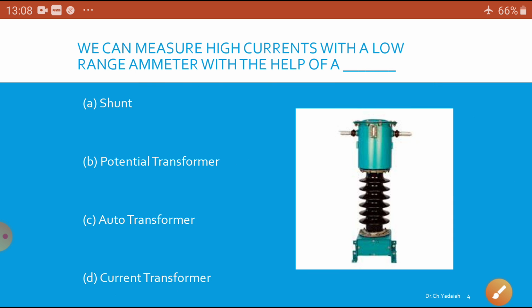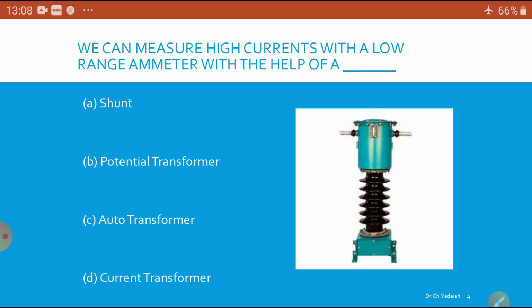Now what is the answer? The answer is D. These are some interesting questions. Now you are familiar with measuring higher voltage with the help of a low range voltmeter, so we are going to use a potential transformer. Now I want to measure a high range of current with the help of a current transformer. So the current transformer and potential transformer, both we can call instrument transformers.